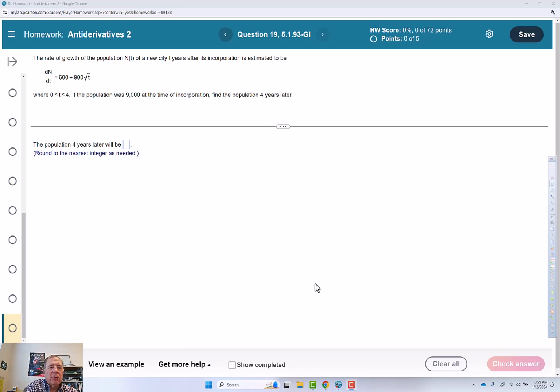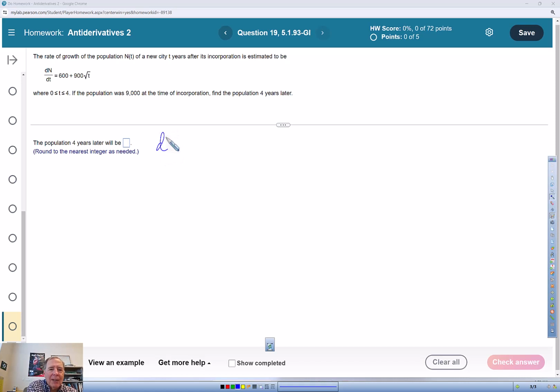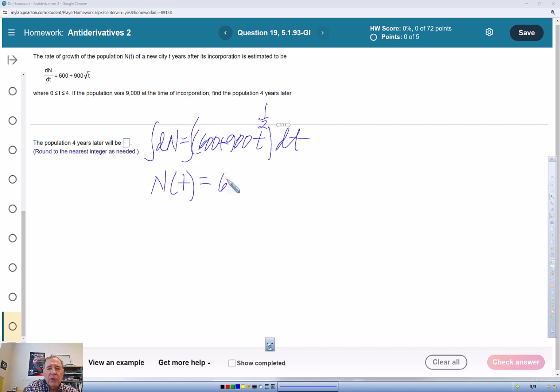So the first thing I'm going to do is multiply both sides by dt. So I get dN equals 600 plus 900, and I'm going to change that square root of t to the 1/2 power, then dt. I'm going to integrate, or antiderive, both sides. So I get N as a function of t equals the antiderivative of 600 plus 900 t to the 1/2.